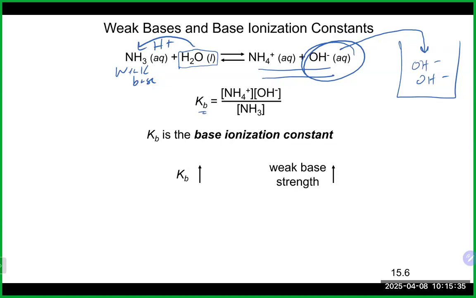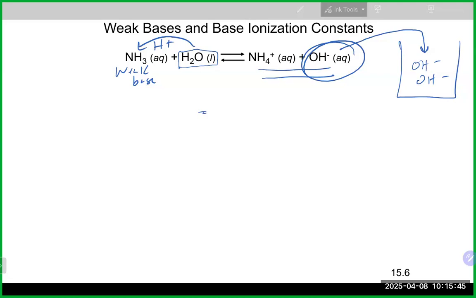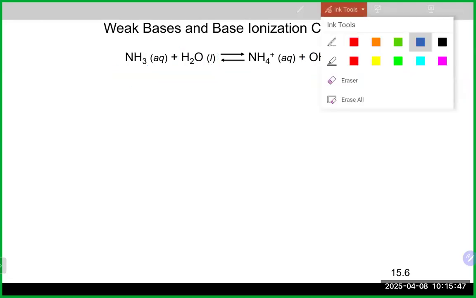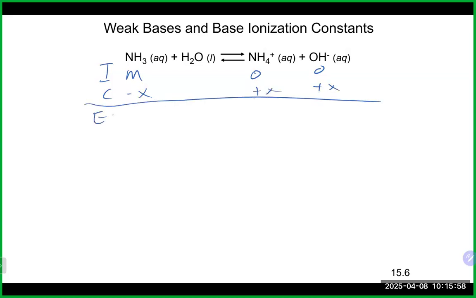the stronger the base is. Now, how do we go about doing these problems? Well, as you might imagine, we would do an ice table. The one difference that you do need to remember when you're doing this type of table is, for example, you'll have some molarity, some zeros. You'll have minus x's, plus x's here. You'll have your initial minus x, x, and x.